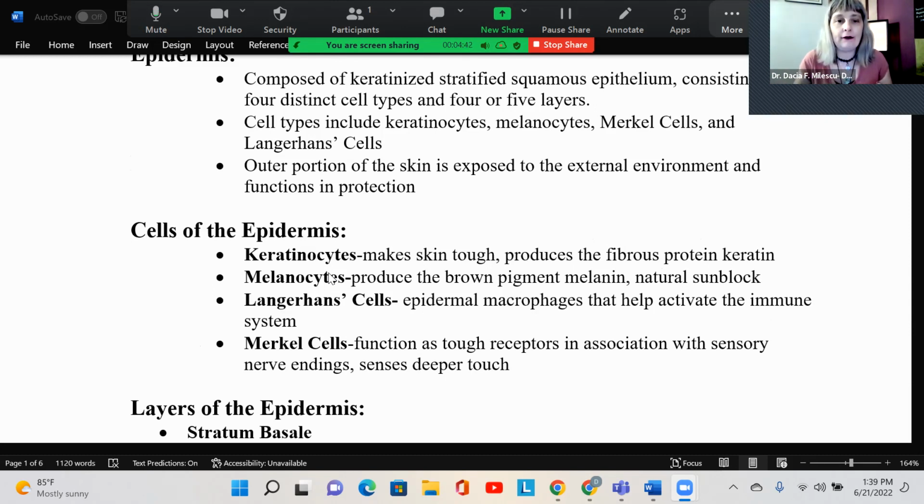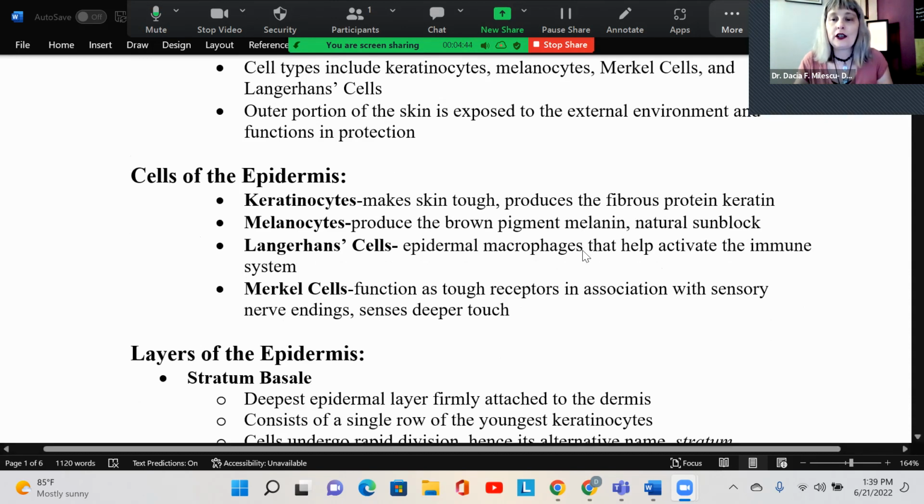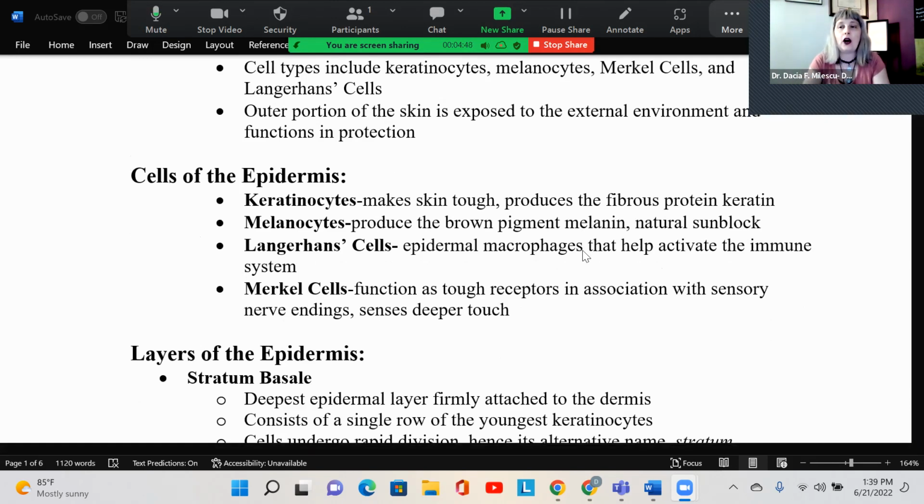In addition, we have Langerhans cells, which help fight off any potential pathogens. They are macrophages that digest, kind of like Pac-Man digesting in the game, right? So yeah, macrophages digest specific pathogens. And then Merkel cells are receptors, so that we have sensory nerve endings. These are sensory nerve ending receptors called Merkel cells, and it can sense deeper touch.